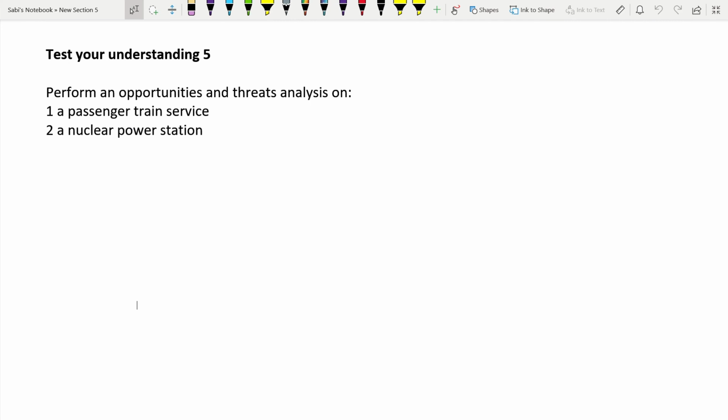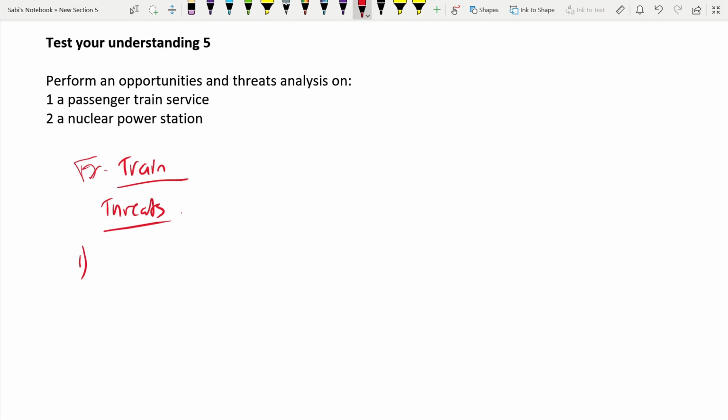Test your understanding 5. Perform an opportunities and threat analysis on these two industries. One is passenger train service, the other one is nuclear power station. Basically, you have to list the opportunities and some of the threats. So let us start with the passenger train service. Let us list some of the threats, or you can even start with opportunities. It does not matter, but let us list something.